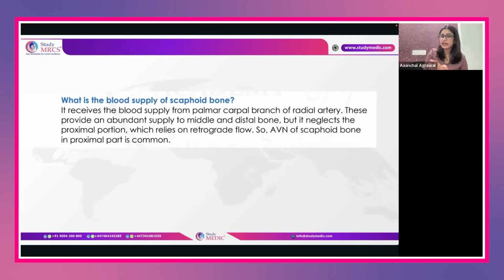So if there is any injury and the artery is crushed, the distal and middle parts may be spared, but there will be avascular necrosis of which part? The proximal part. Okay. So it receives blood supply from the palmar carpal branch of the radial artery. This provides an abundant supply, but it neglects the proximal portion. So if there is any injury, there will be AVN of the scaphoid bone in the proximal part.